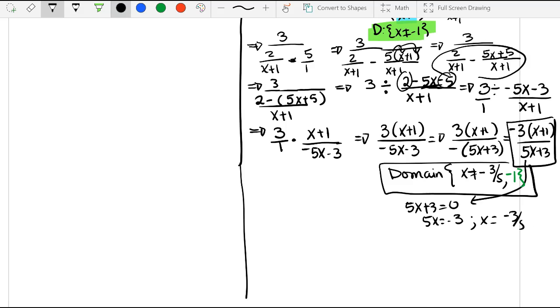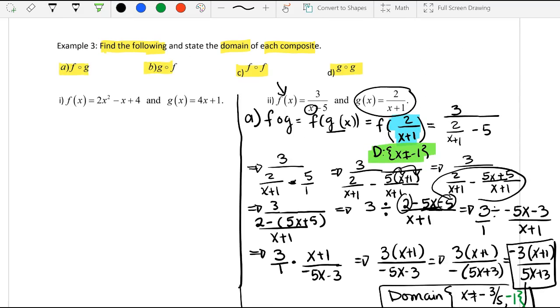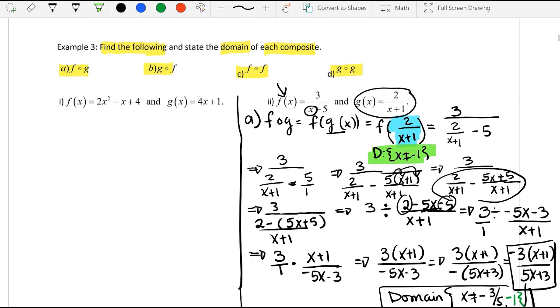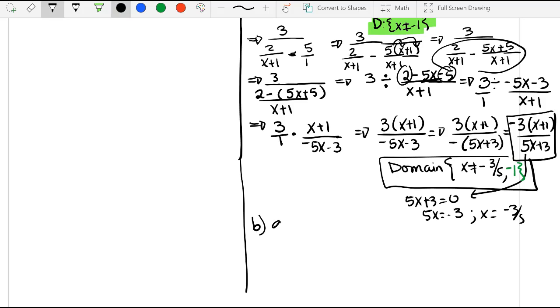All right, guys. We are now going to continue with letter B. Let me see what letter B says. Letter B says we are about to do G composed with F. G composed with F. All right. So by definition, this is G of f of x.